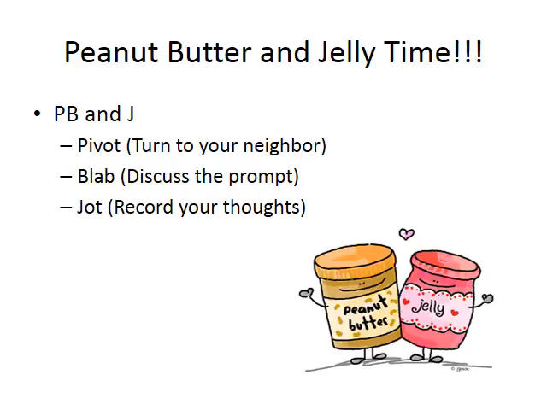This strategy is a way to get students to turn and talk to their neighbors about their thoughts and ideas in science. The P stands for the pivot, the action of turning to your neighbor. The B stands for blab, referring to talking to their neighbor. And the J stands for jot, which refers to writing what you have discussed and heard in your science notebook.